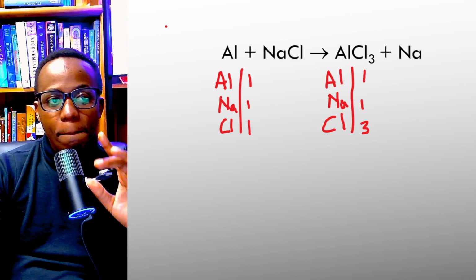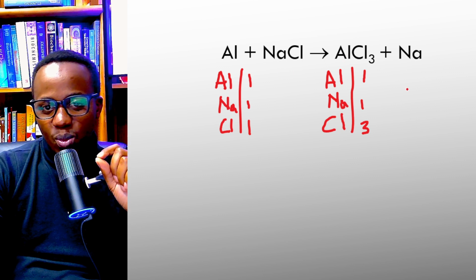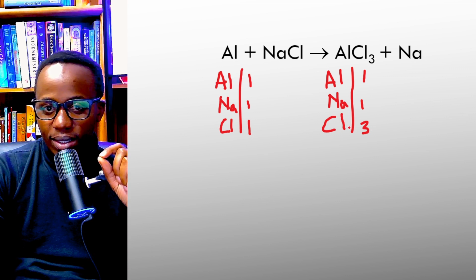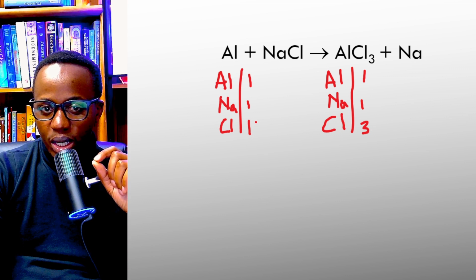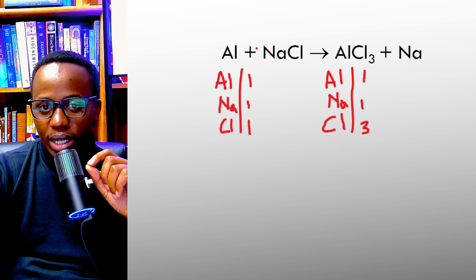Step 3, balance. Okay, Al is balanced, 1, 1. Na balanced. But what about chlorine? Chlorine is 1 here, chlorine is 3 here. What does that tell us? We need to multiply by 3 where you have chlorine on this side. So how do we do that? You put a coefficient in front of NaCl, right? And then you draw a line so that you can write down the new number of atoms.